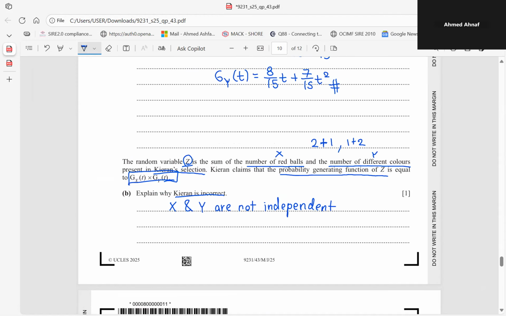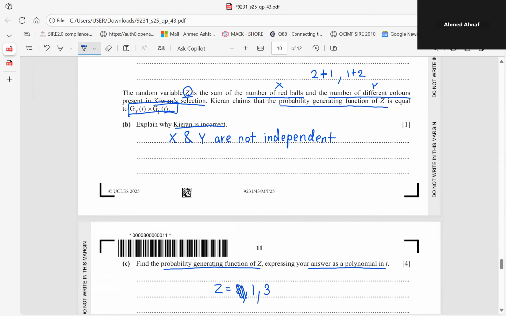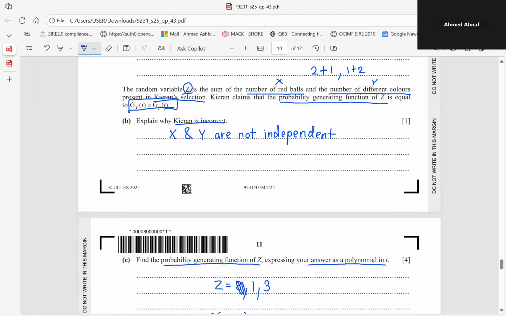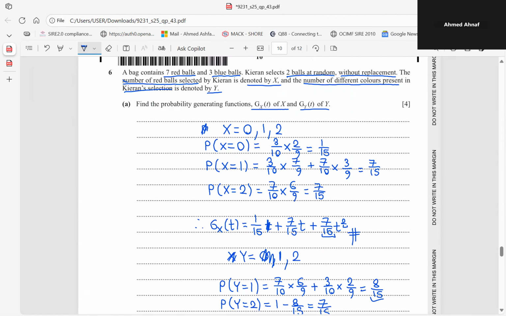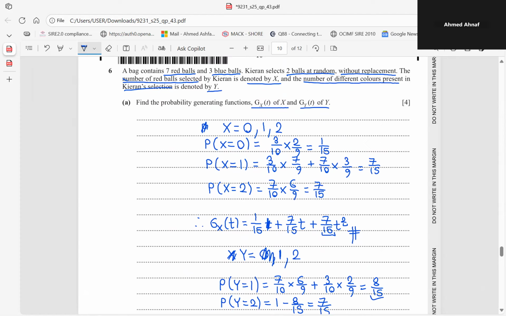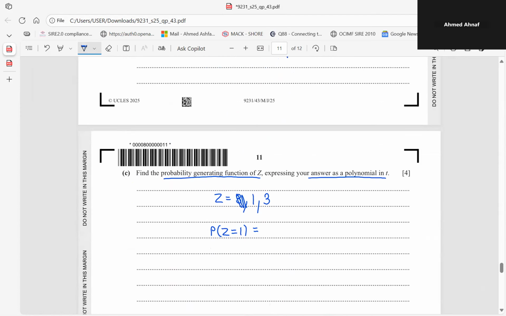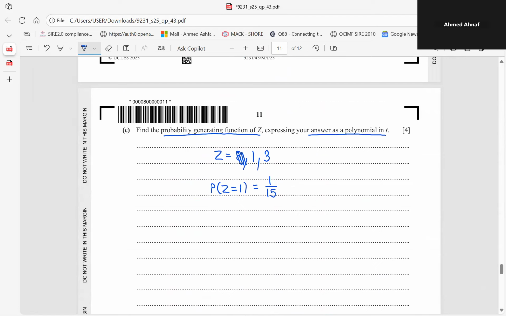So for Z to be equal to 1, we can have one different color and no red balls. Wait, no. One different color and no red balls. So both of them must be blue balls. So that's basically the same as X equals 0, right? Both of them are blue balls. So that is going to be 1 over 15.